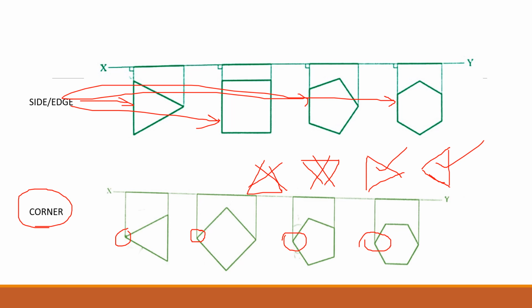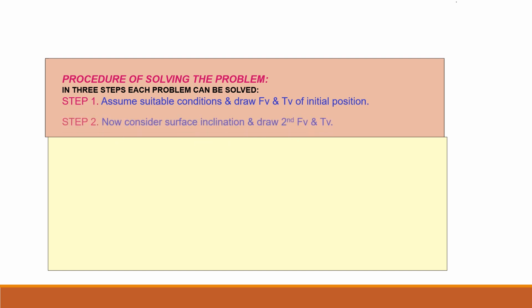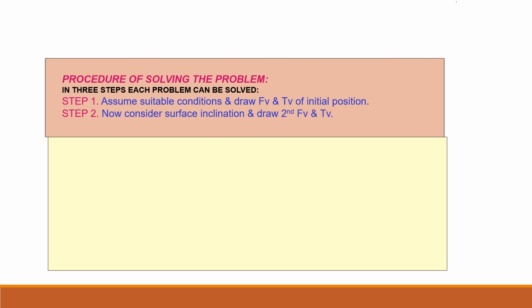Now let us see how to solve one of the problems, which may be a complicated problem, which is inclined to both the planes. So step 1, for solving the problem, we are going to assume suitable conditions and draw the front view and top view of the initial position. How we are going to do that, I'll tell you in the coming steps. Step 2, consider the surface inclination and draw the second front view and top view. And step 3, consider the side or edge inclination and draw the third and final front view and top view.